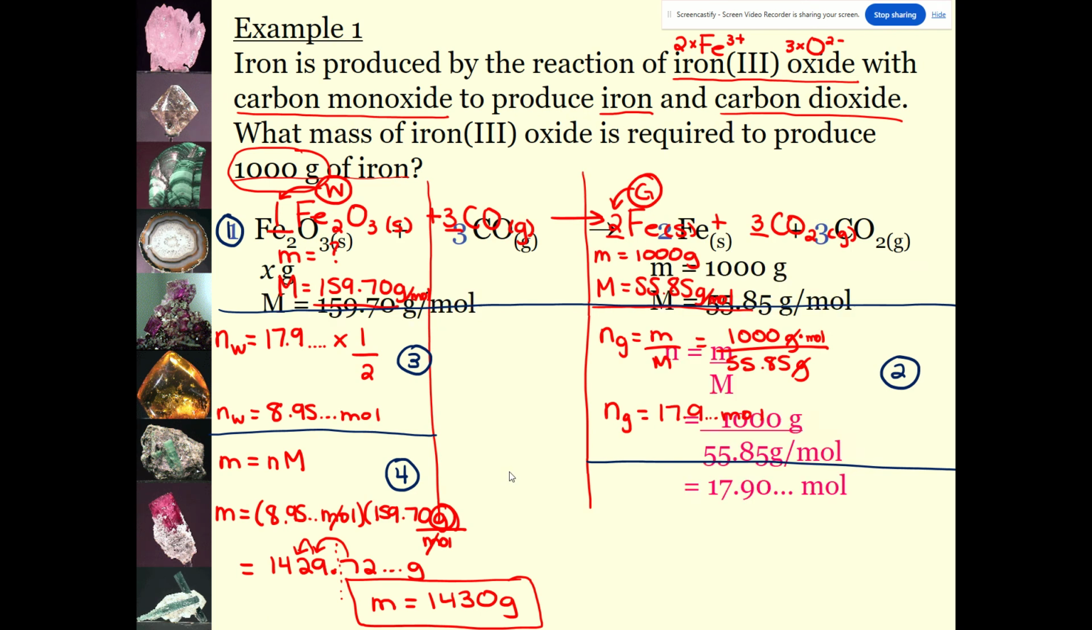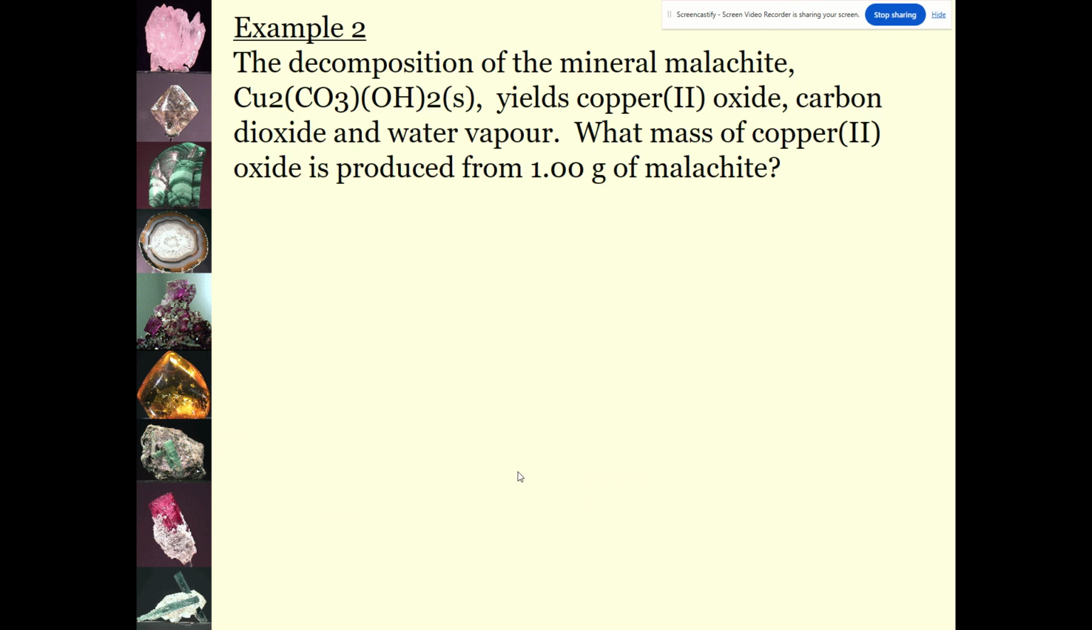Let's look at our next example. This is another complicated reaction. Okay, so we're given all the information of it. We have the decomposition of something called mineral malachite, and you're given the formula for that compound. We're going to have to find the molar mass of that compound properly, so that's going to be fun.